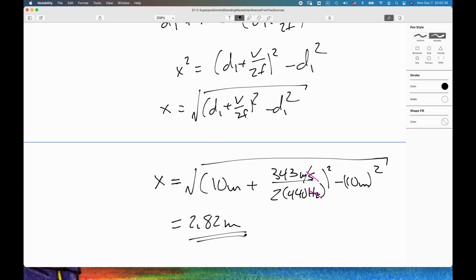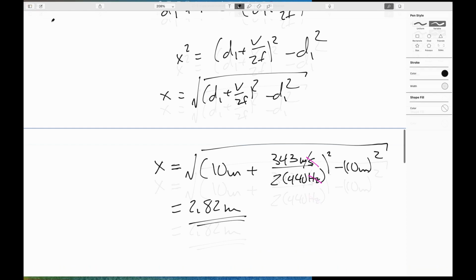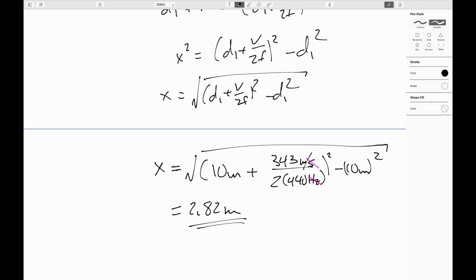So I mean, that seems like a plausible distance that our speakers could possibly be separated by.